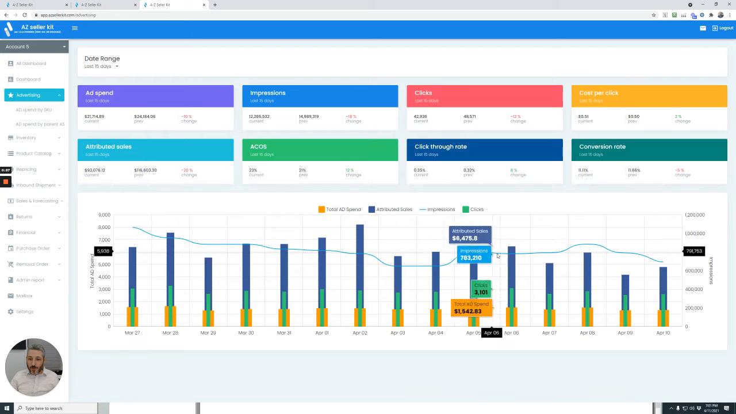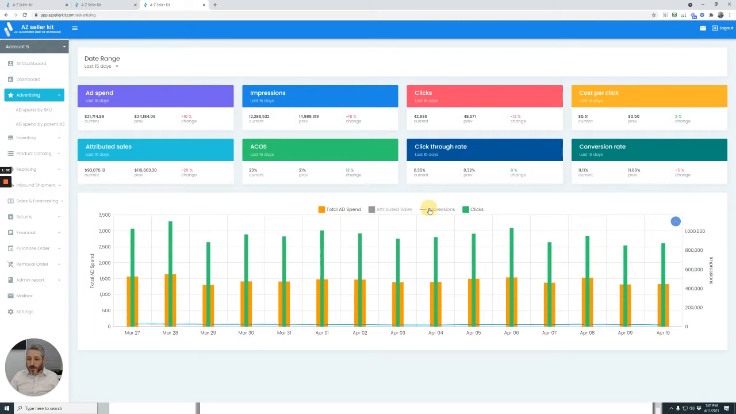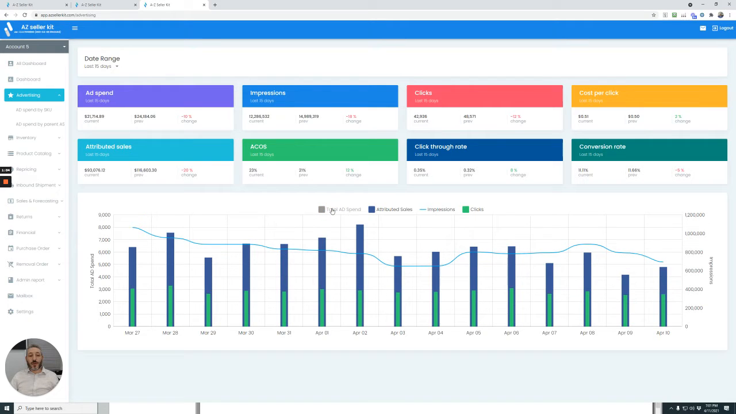We put it available for you in a graph right below as well. You can click on and off to add or take off some fields to make the chart look the way you want. So that's the dashboard. It's just a high-level overview of what's going on at an account level.